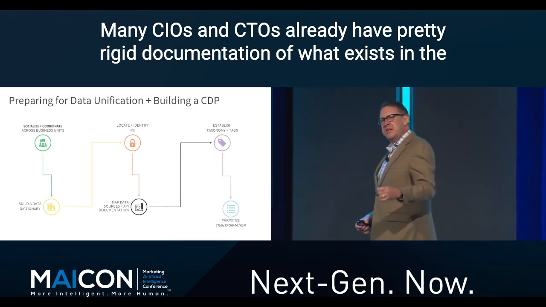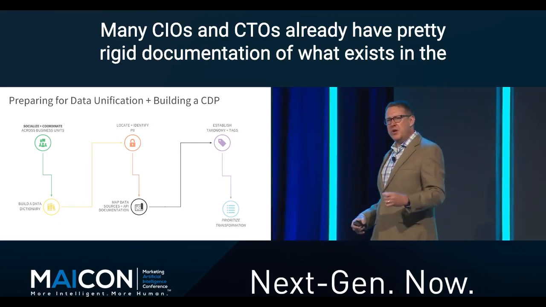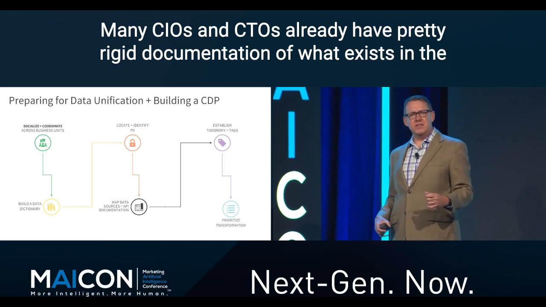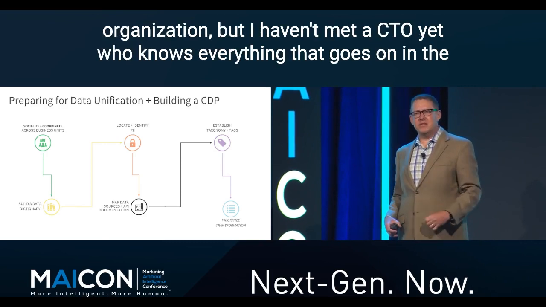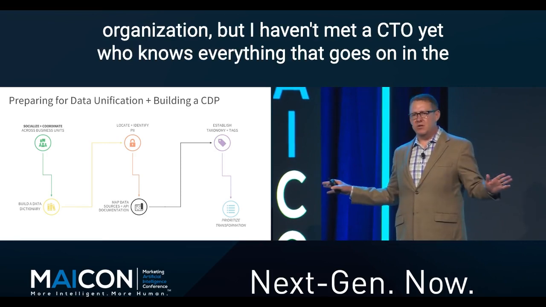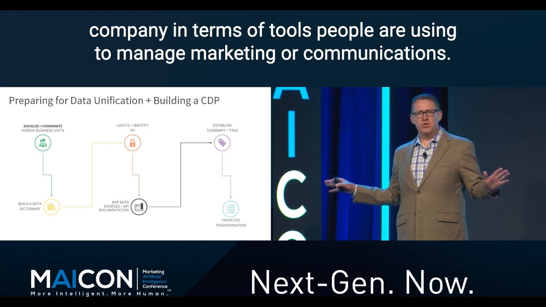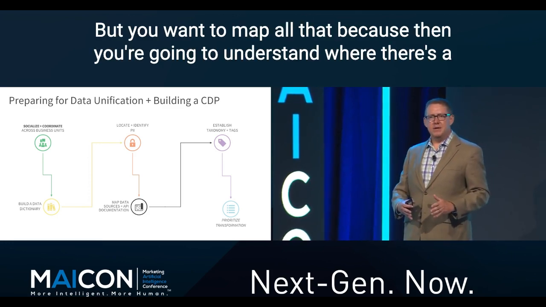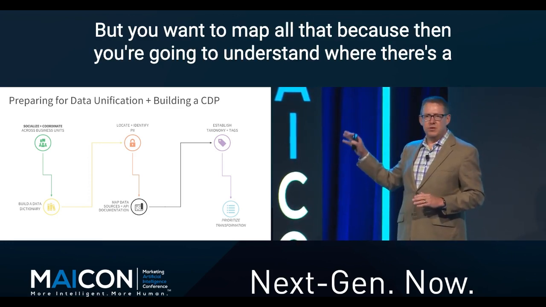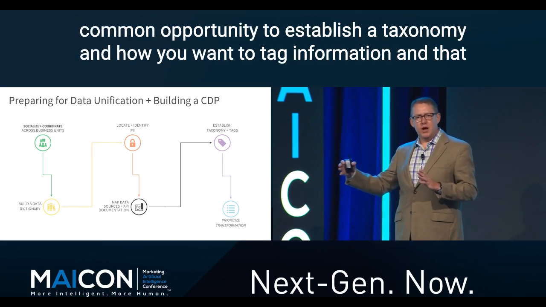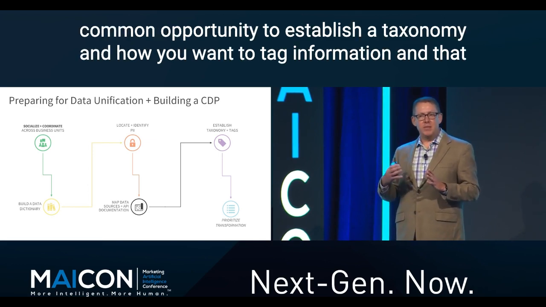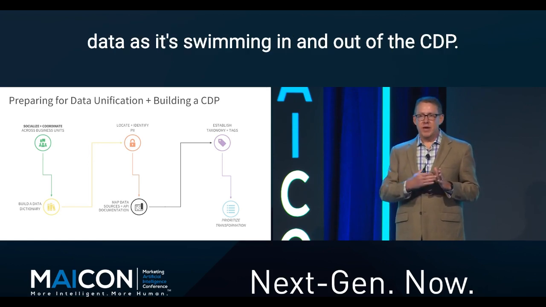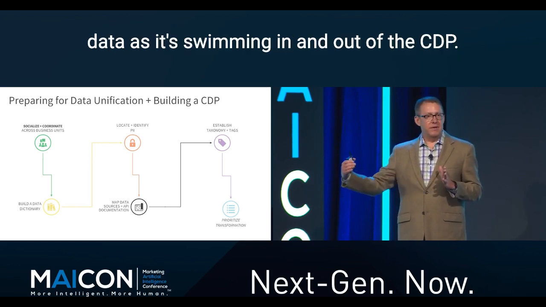Many CIOs and CTOs already have pretty rigid documentation of what exists in the organization, but I haven't met a CTO yet who knows everything that goes on in the company in terms of tools people are using to manage marketing or communications. But you want to map all of that, because then you're going to understand where there's a common opportunity to establish a taxonomy and how you want to tag information and that data as it's swimming in and out of the CDP.